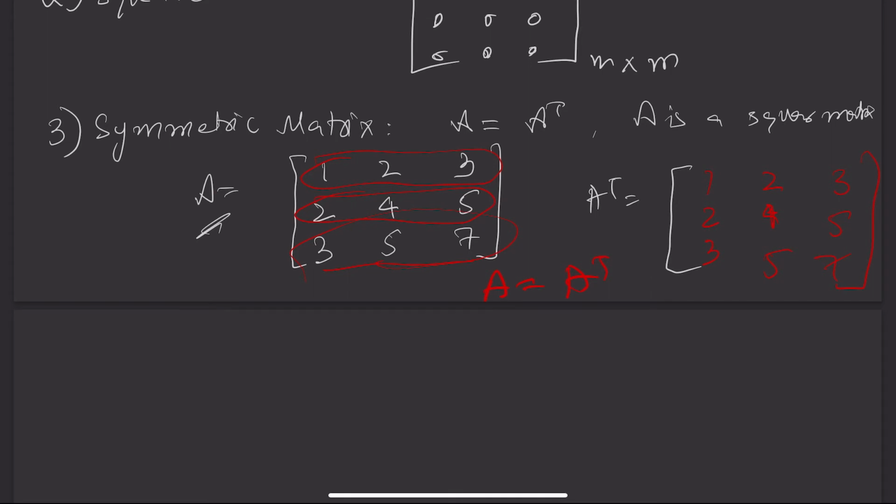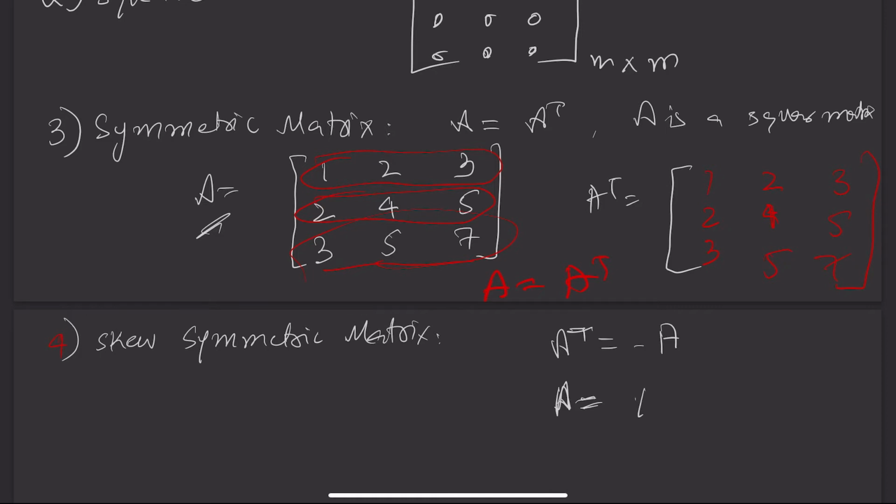So, there is another type which is called skew symmetric matrix. So, what is a skew symmetric matrix? It is when A transpose is equal to minus A, meaning a square matrix is equal to the negative of its transpose. So here A is also always a square matrix.